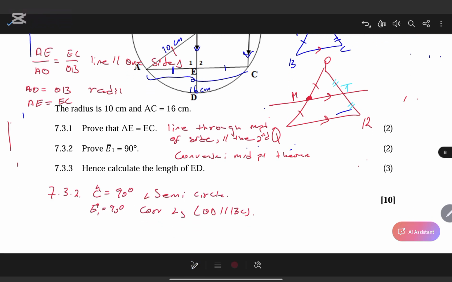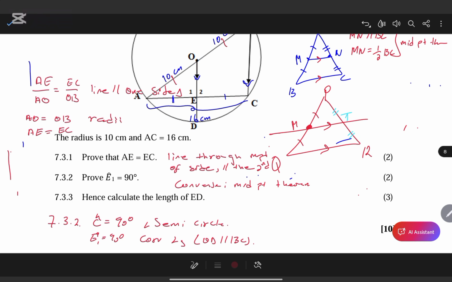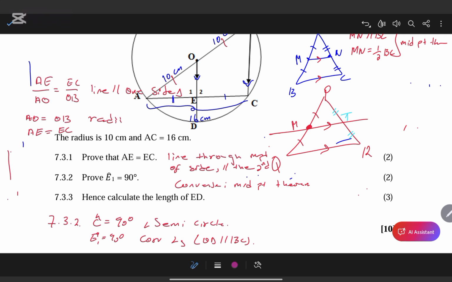Now, the last question, 7.3, they say hence calculate the length of ED. Now, look at where ED is. ED is this line, part of the radius OD. So how can we find ED? We know the radius is 10. That means the whole length of OD is 10. What we need to find is the length of OE so that we can subtract it from 10.